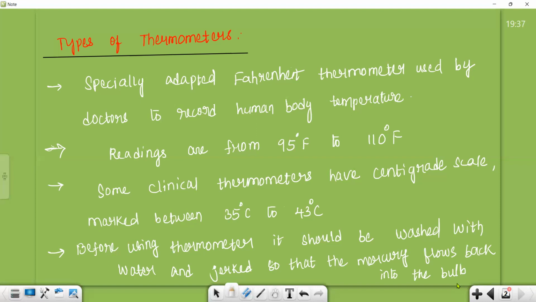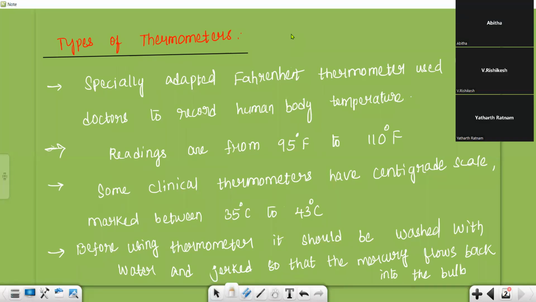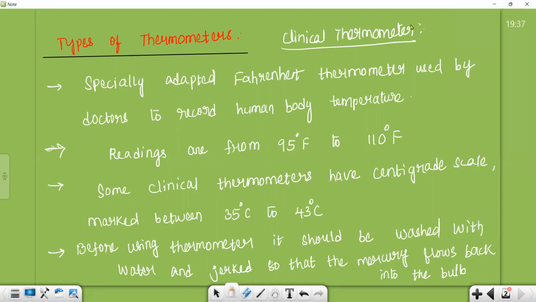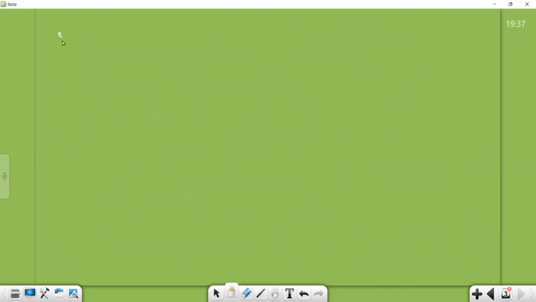Ma'am, in the types of thermometers, will we learn about the digital thermometer also? No, only two types: the clinical and the laboratory thermometer. So this is clinical, and now we are going to learn the laboratory thermometer. In a laboratory thermometer only Celsius is used, and it ranges from minus 10 degrees to 110 degrees Celsius. So next one is the laboratory thermometer.